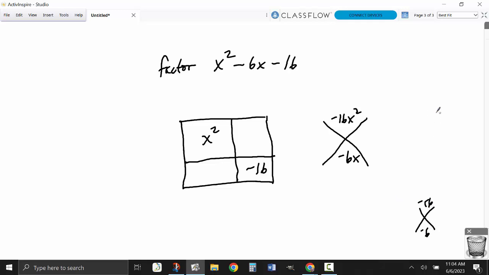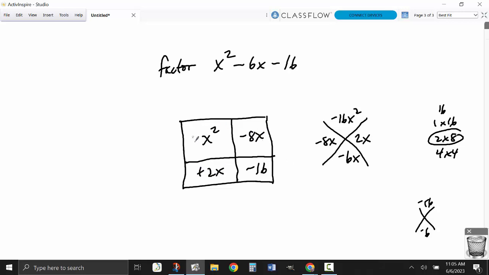So, let's see, 16 is 1 times 16, 2 times 8, and 4 times 4. Do any of these have a possibility of getting a 6? Oh, this one could, if 8 was negative, so let's go negative 8x, positive 2x, and let's double check. Negative 8 times 2 is negative 16x squared, and negative 8 plus 2 is negative 6x. So these are right. So negative 8x, positive 2x.